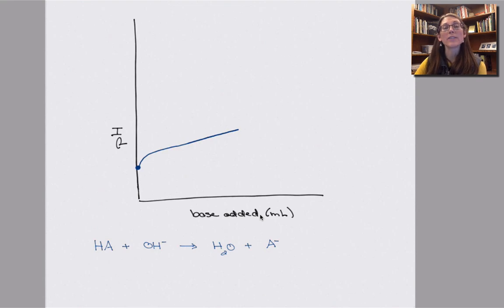And then once you get to that equivalence point, again, you're going to be outside of the buffering region. The pH will change very rapidly as you add that base. And then it will flatten out as the excess strong base determines the pH of the solution.